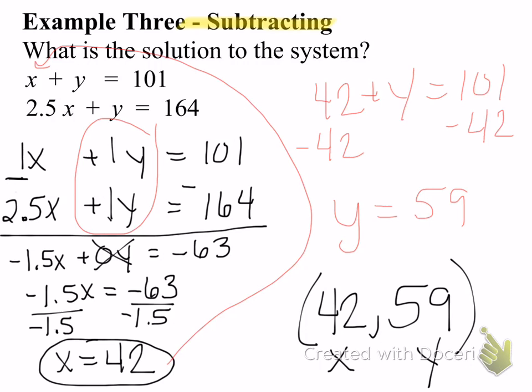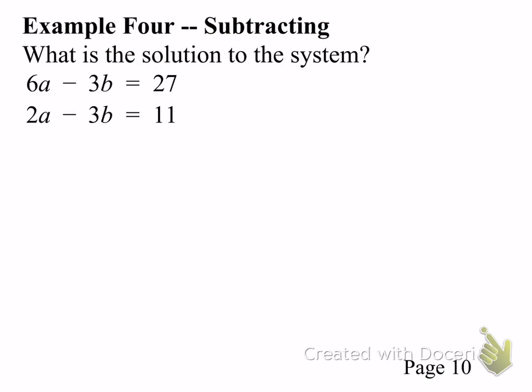All right, example number 4. Another subtracting problem. So let's see, are our variables lined up? Yes, they are, so we don't need to rewrite them. Let's just go ahead and draw our line. And we know we're going to subtract because these are the same sign. Your goal is to cancel them out. So when we subtract, we're subtracting between every single thing.